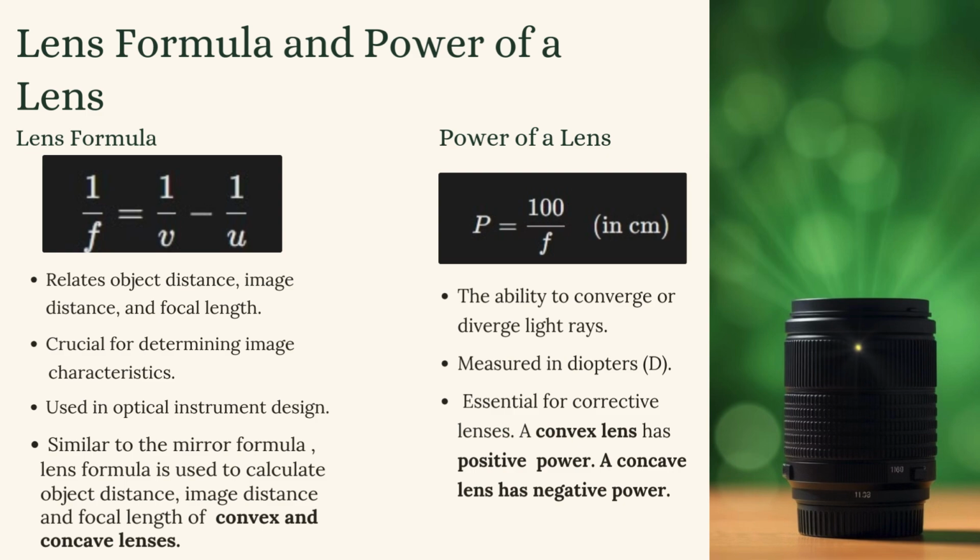Power of a lens is the reciprocal of the focal length of the lens. P = 1/f. If the focal length is given in centimeters, use the equation as 100 divided by f.